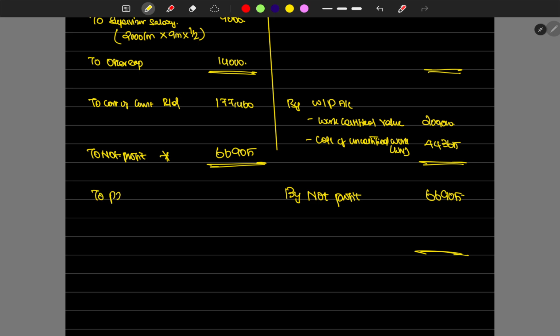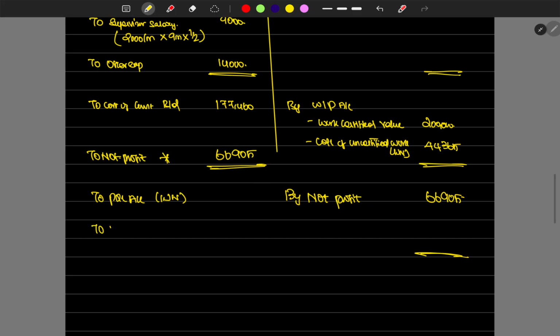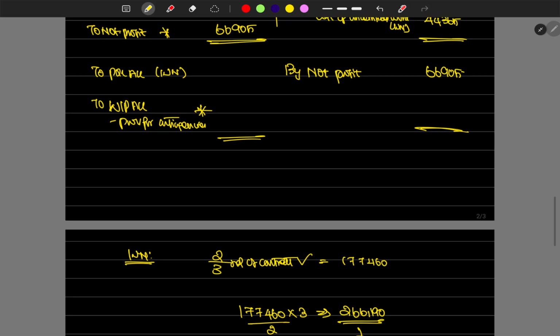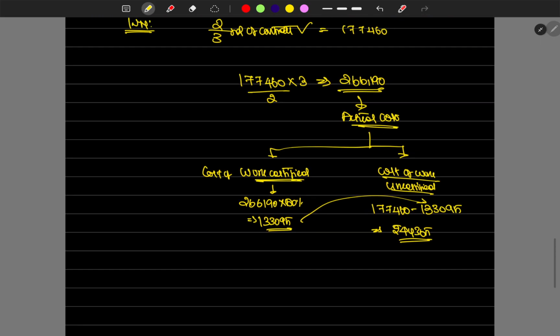To P&L transfer, which is the working note we have to prepare, to WIP account, which is provision for contingency, right? Yes, okay. This could be the balancing figure, and we need to find out the P&L transfer. Working note 2 is P&L transfer.